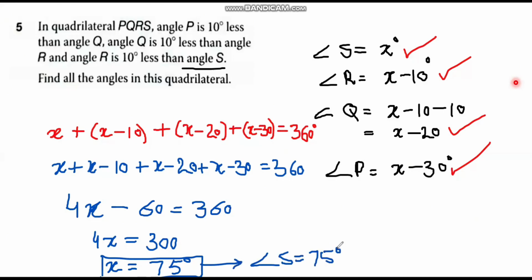And other angles can be easily written because we know that R is just 10 degrees less than the angle S, so it should be 65 degrees. Q is further 10 degrees less than R, so it is 55 degrees. And P is further 10 degrees less than Q, so it should be 45 degrees. Now let's proceed to the next question.